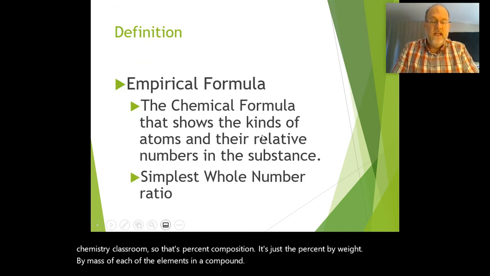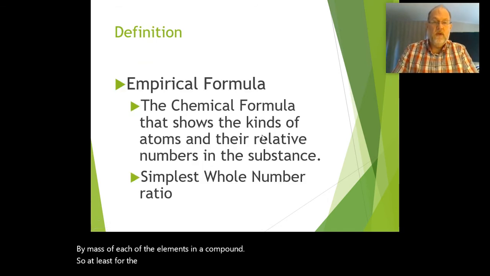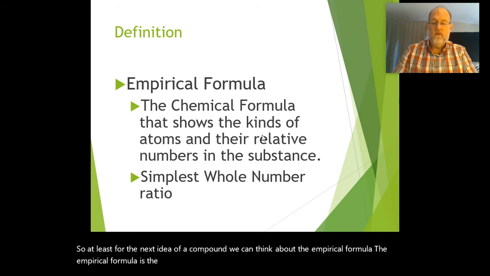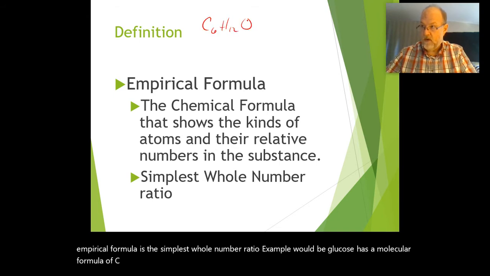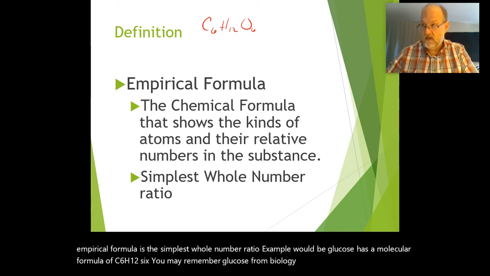So that leads to the next idea of a compound. We can think about the empirical formula. The empirical formula is the simplest whole number ratio. An example would be glucose, which has a molecular formula of C6H12O6. You may remember glucose from biology. This would be its molecular formula.